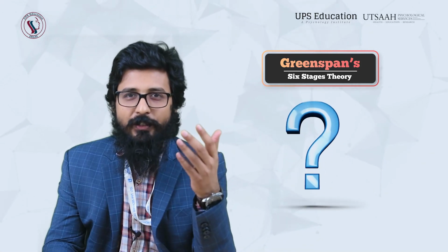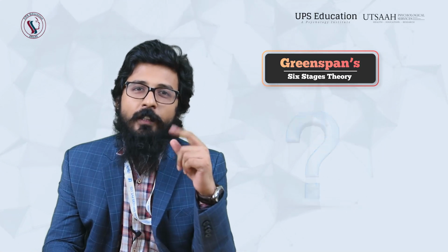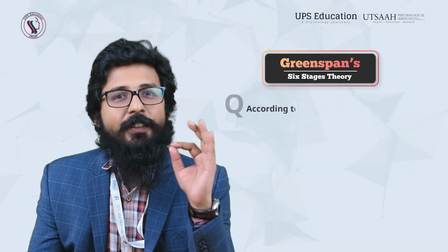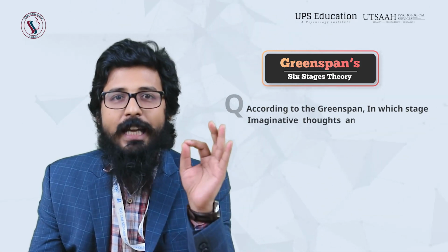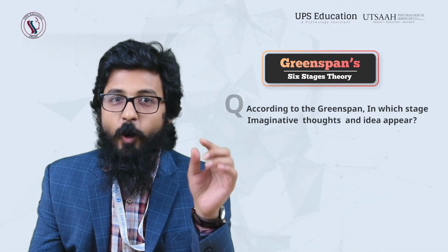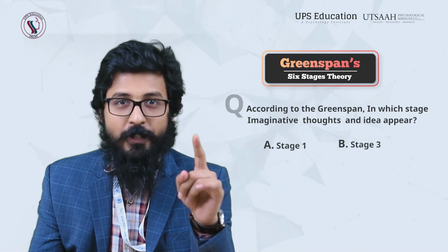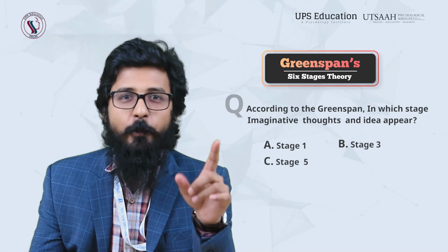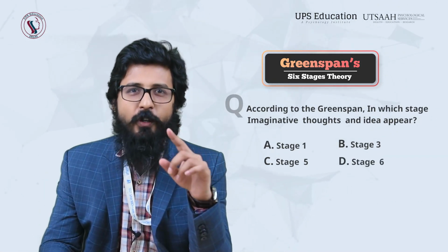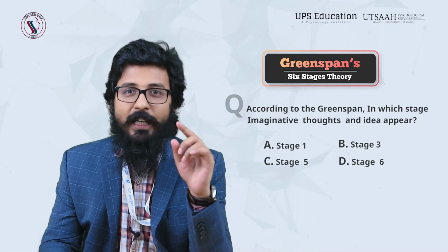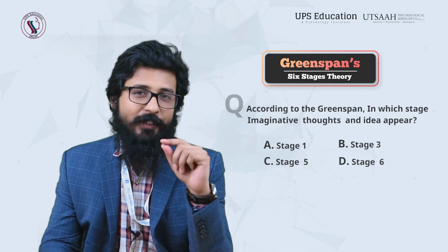Just look at this particular question and try to answer it. The question is, according to Greenspan, in which stage do imaginative thoughts and ideas appear? Option A is stage 1, option B is stage 3, option C is stage 5, and option D is stage 6. If you are still confused, then pause and replay the video and try to find the correct answer, and you will definitely get it.